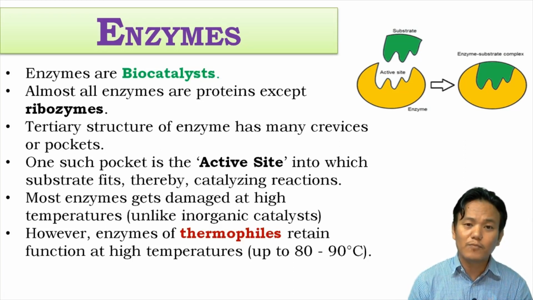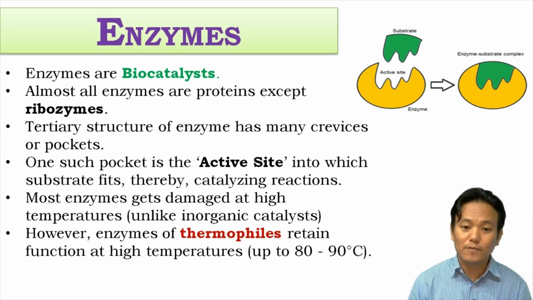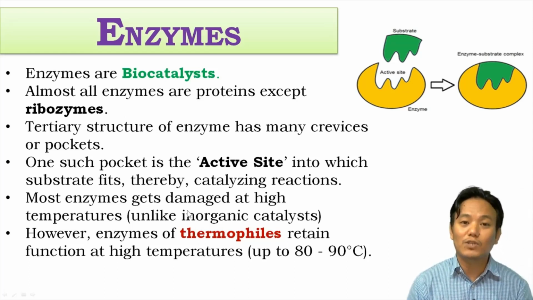Proteins are temperature sensitive. When temperature is high, proteins get denatured, meaning proteins get damaged. Proteins get damaged at high temperatures, which is quite different from inorganic catalysts. Enzymes, which are biocatalysts, are sensitive to high temperatures because enzymes are made up of proteins. Proteins get damaged in high temperature.